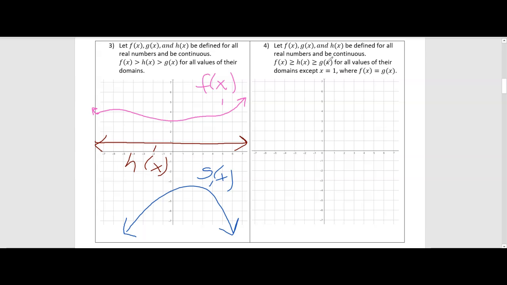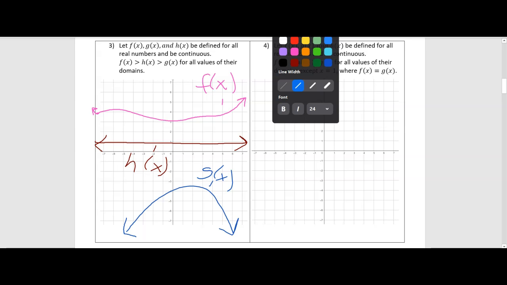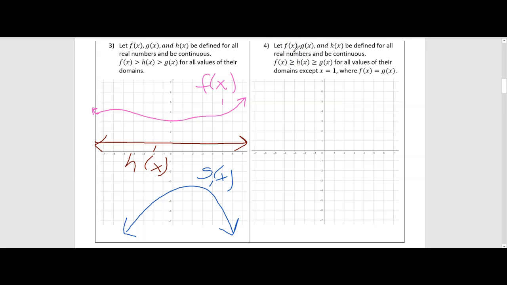Number 4, same conditions, except now we have greater than or equal to. So f of x is greater than or equal to h of x, which is greater than or equal to g of x, except at x equals 1, where we know that f of x is equal to g of x. So it doesn't say anything about what h of x is doing at x equals 1. We just know that f of x is equal to g of x. So let's draw some functions in here that work.